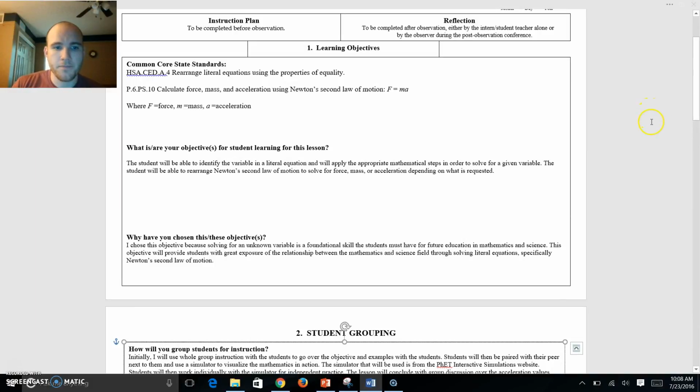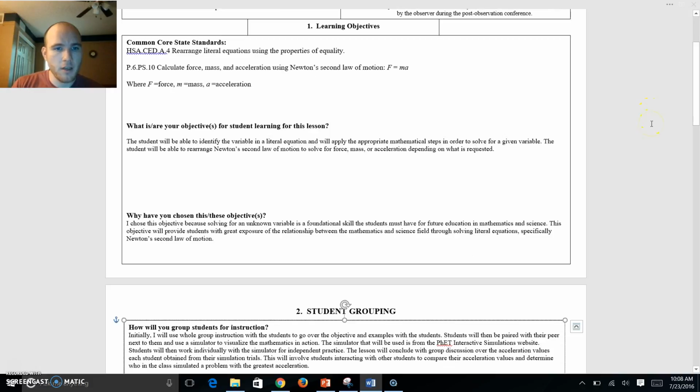So why have you chosen this objective or objectives? I chose this objective because solving for an unknown variable is a foundational skill the students must have for future education in mathematics and science. This objective will provide students with great exposure of the relationship between the mathematics and science field through solving literal equations, specifically Newton's second law of motion.